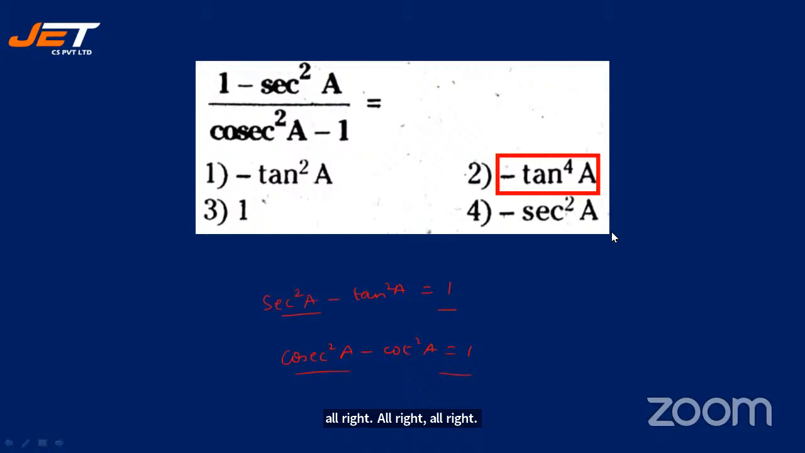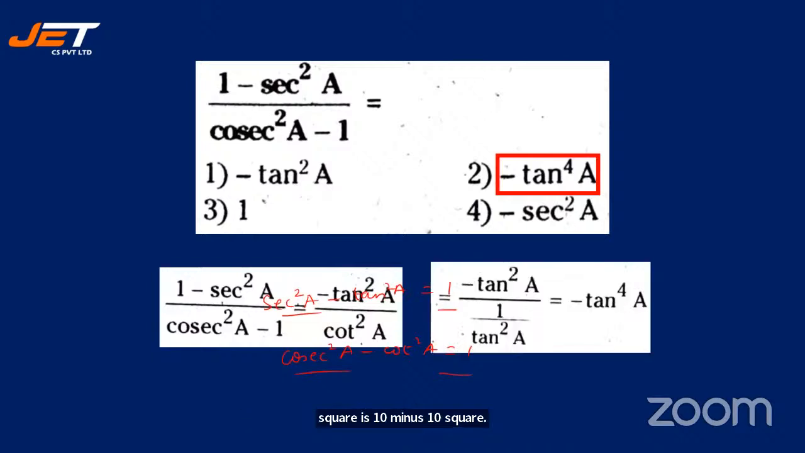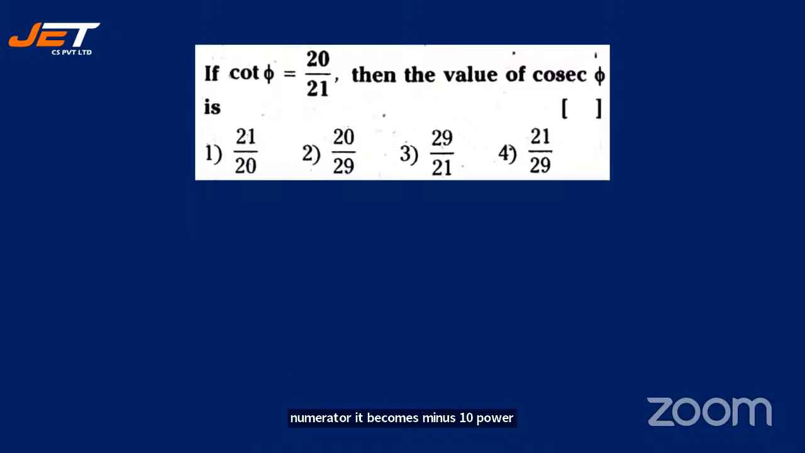It is minus tan power 4A. All right, you can see here, 1 minus secant square A is minus tan square A. Cosecant square A minus 1 is cot square A. So minus tan square A by cot square A. You can write cot square A as 1 by tan square A, and when the denominator goes to the numerator, it becomes minus tan power 4A. All right, excellent. To those who gave me the right answer, it is option 2. All right, now let's move on to the next.